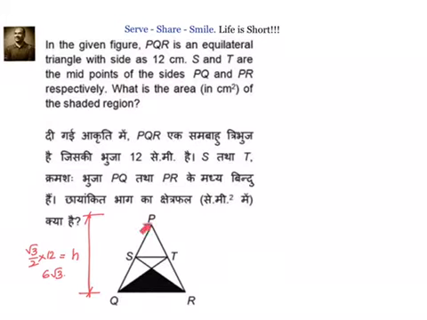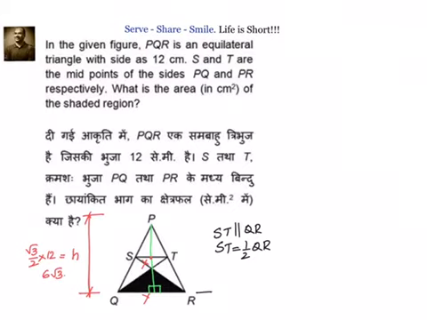So let us drop a perpendicular from P. Now let us put some alphabets there. Let us say this is X and this is Y. So if PY is equal to 6 root 3, then what will be PX and XY? Because S and T are midpoints, we know two things. One, ST is parallel to QR. Also, ST is equal to half of QR. This we are getting by the midpoint theorem.